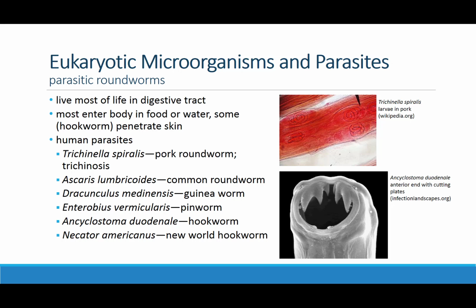So the ones that are human parasites include Trichinella spiralis, that's the pork roundworm. It causes the disease trichinosis. Ascaris lumbricoides, that's the common roundworm. And if you recall the worm that I showed you that was Grace's, my daughter's, the roundworm that she picked up somewhere, then that's Ascaris. Dracunculus medinensis, that's the guinea worm, and we'll look at some pictures of guinea worms in a minute. They're pretty rough. Enterobius vermicularis, that's the pinworms, super common here in the South.